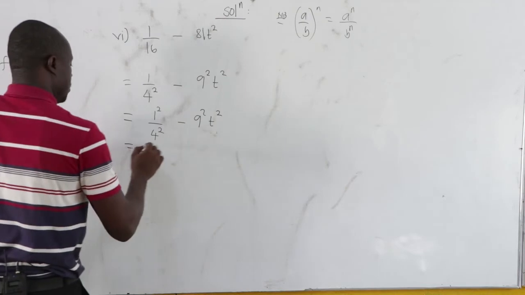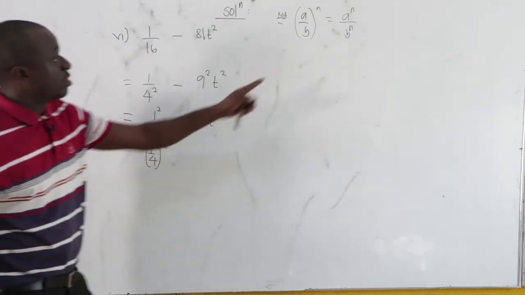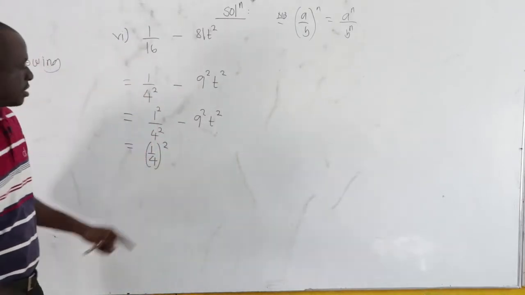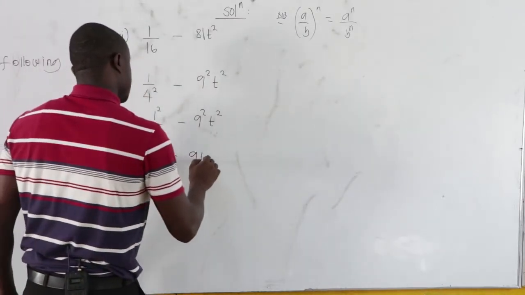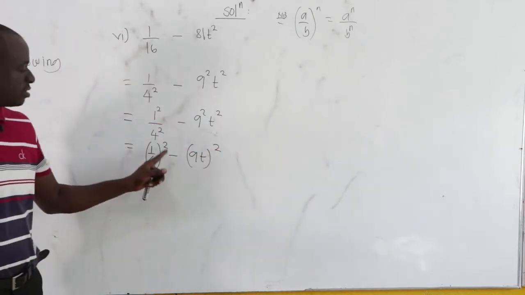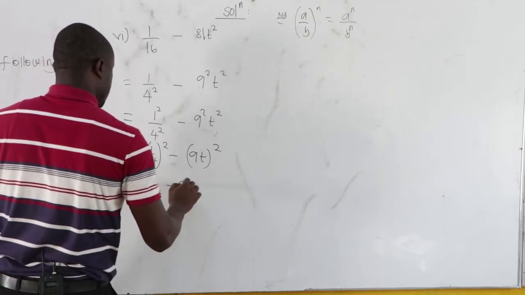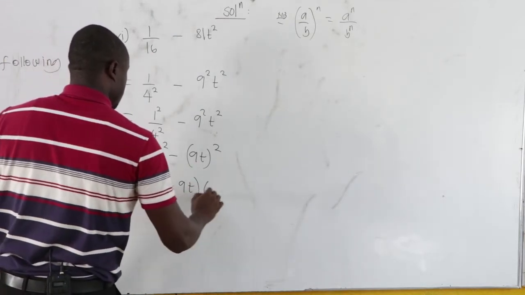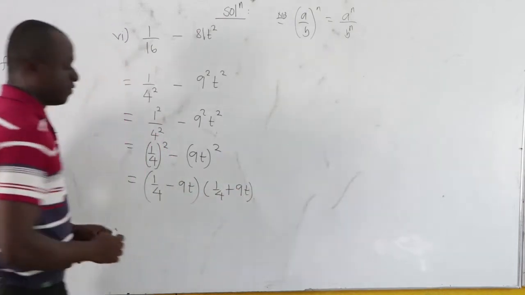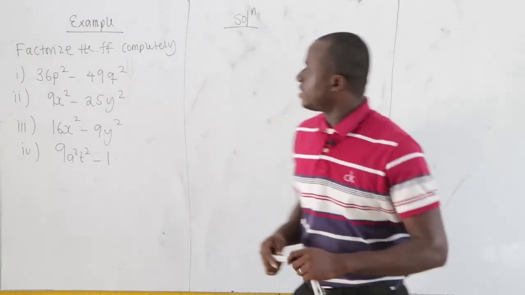And this is the same as (1/4) all squared. Because we have a and b, and here we have 1 squared, 4 squared, we can change this as (1/4) minus 9t, all squared. So now we have a difference of two squares, and this is just (1/4 minus 9t) and then (1/4 plus 9t). Very, very easy.